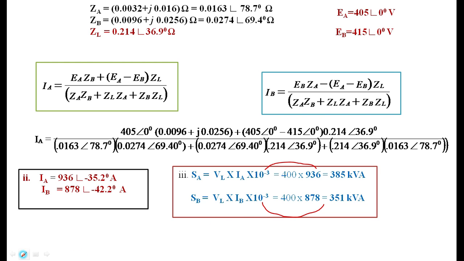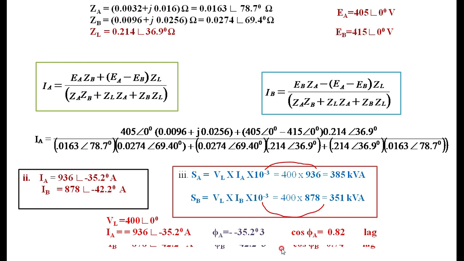Then the next question is, what is the power factor at which each transformer is operating? We know VL is 400 at an angle of 0 degree, and IA we are getting as 936.35. You can look into the phase angle between VL and IA. It is lagging by 35.2. Therefore, phi is 35.2, and cos phi is 0.82, so the transformer is operating at 0.82.